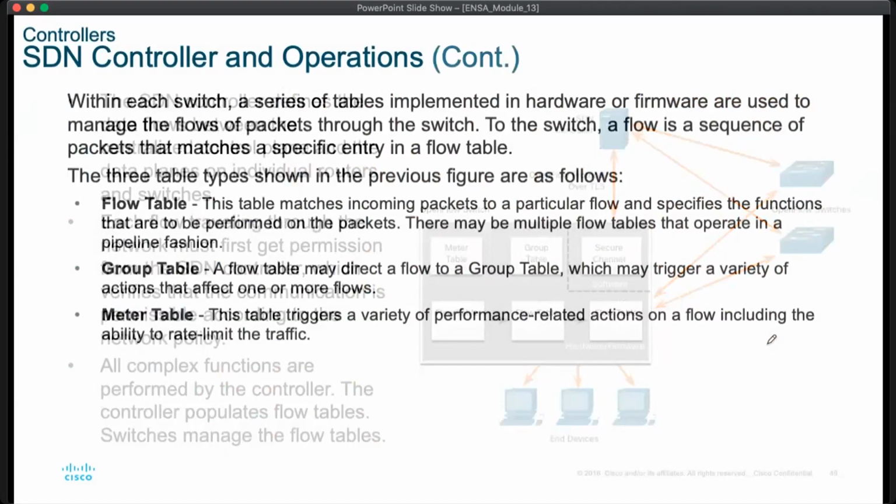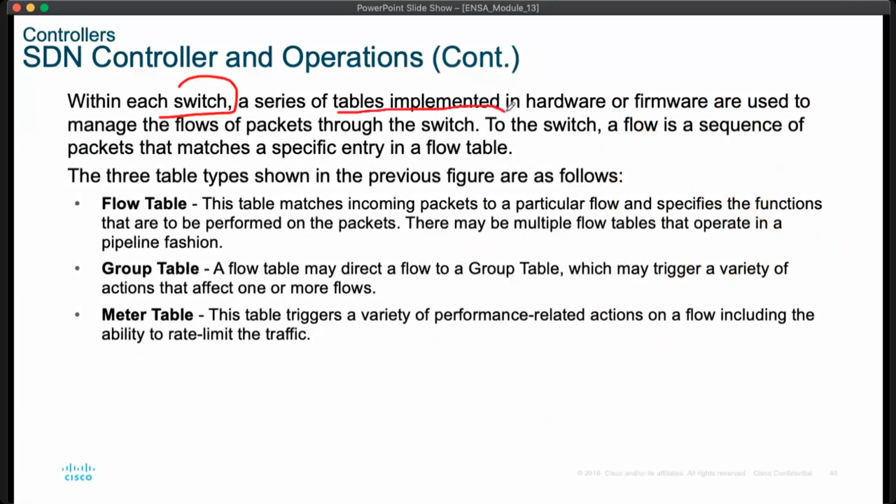Within each switch, a single table implemented in hardware or firmware is used to manage the flow of packets through the switch. To the switch, a flow is a sequence of packets that matches a specific entry in a flow table. There are three table types shown in the previous figure. First, the flow table. Second, the group table. Third, the meter table.